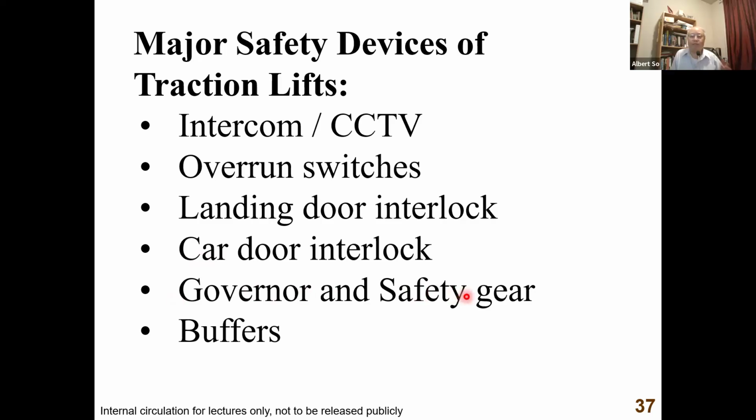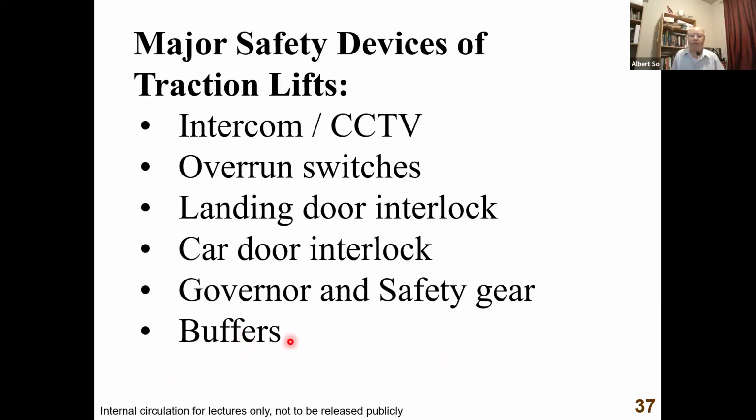Governor and safety gears. I told you before, I will talk about this in more detail. Governor and safety gears. When all the ropes are broken, then the car will fall down, right? And the governor will detect such falling speed and then activate the safety gears when the falling speed goes beyond a dangerous level. Usually it's at least 110% of the rated speed.